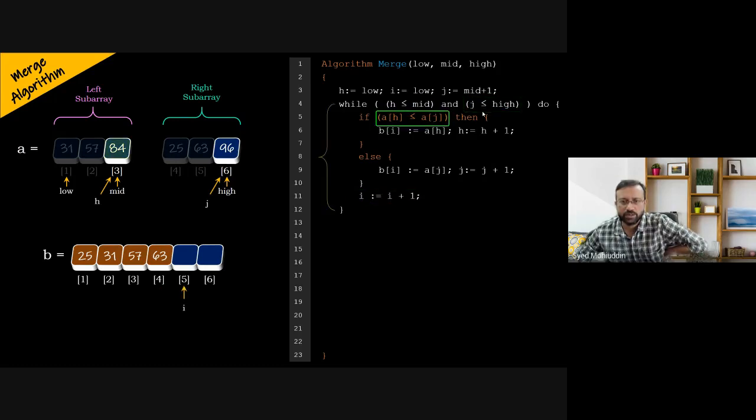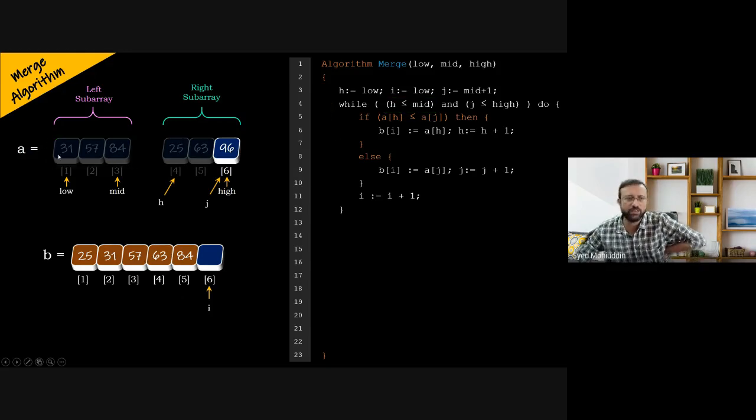Now, what happens at the last stage is that mid has crossed H, H has crossed mid. So this condition becomes false, so the while loop is not executed, and all the elements of the left subarray are completed. There might be elements left in the left or the right subarray.